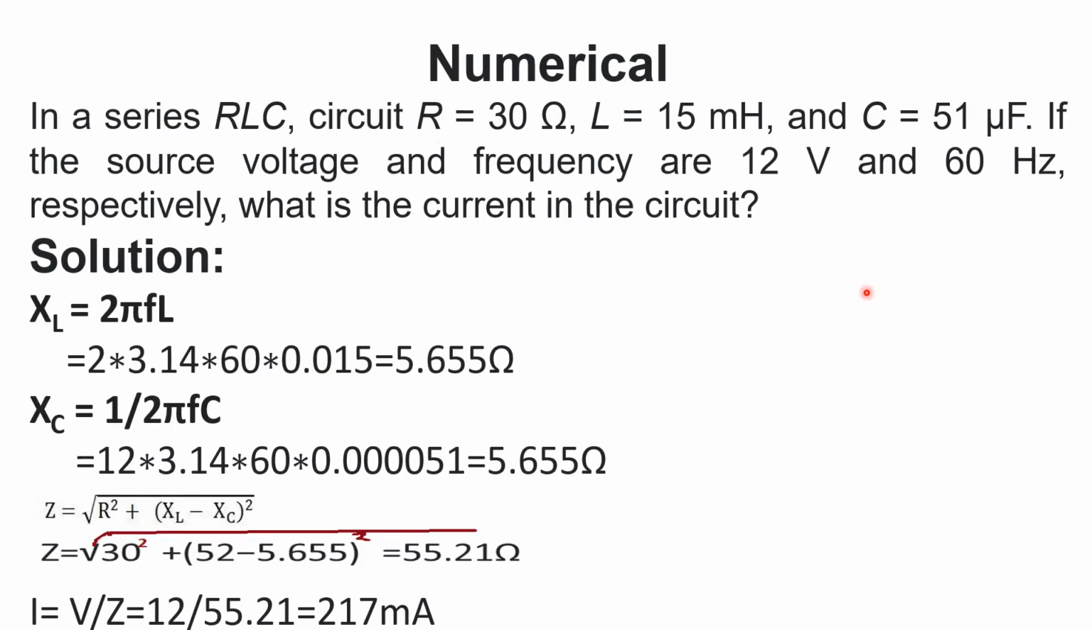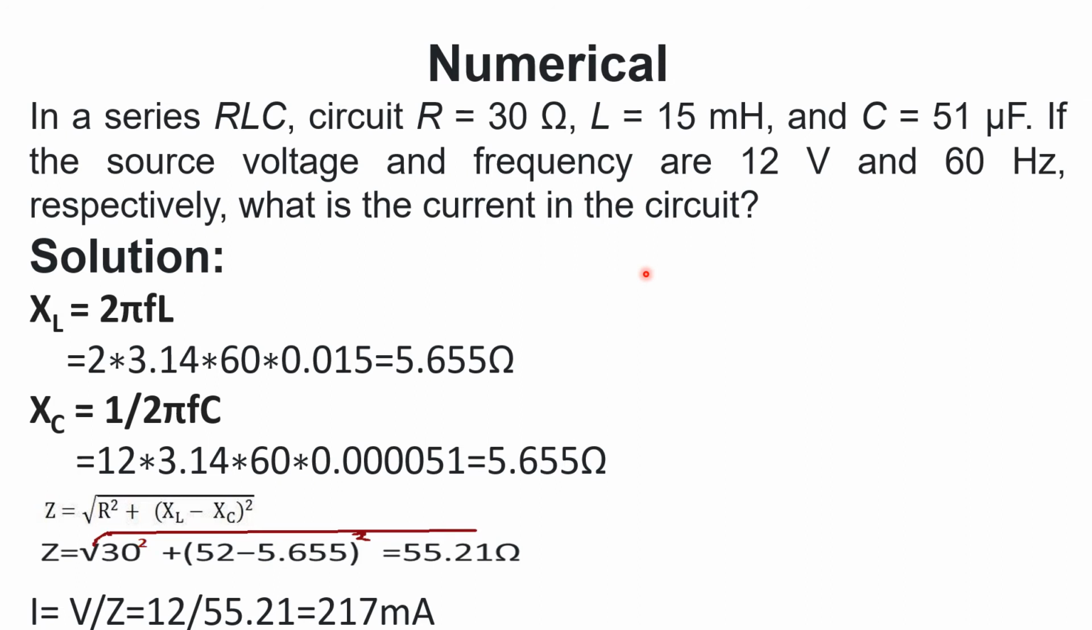Now we will see one simple numerical based on series RLC circuit. Consider this: in a series RLC circuit, R is equal to 30 ohms, L is equal to 15 millihenry, capacitance C is equal to 51 microfarad. If the source voltage and frequency are 12 volts and 60 hertz respectively, what is the current in the circuit?